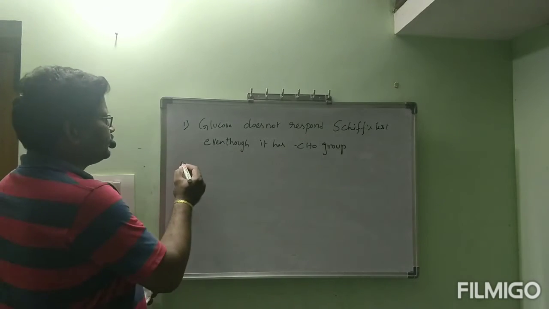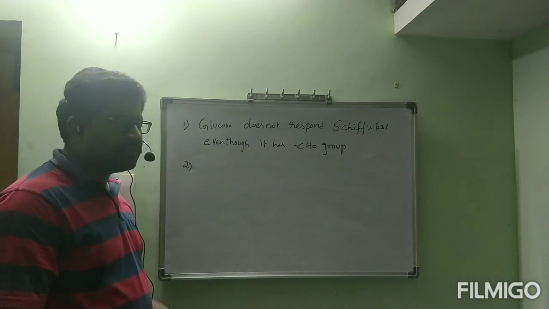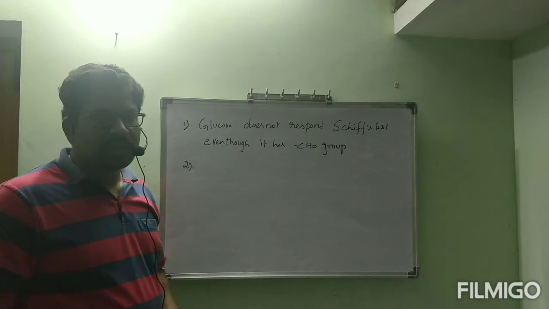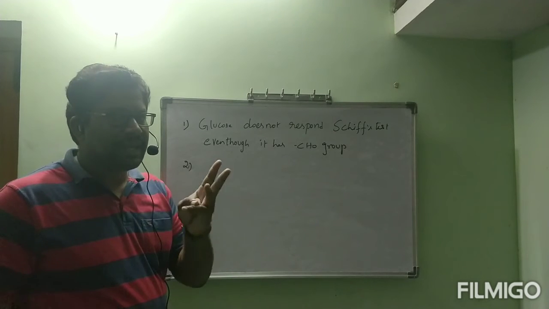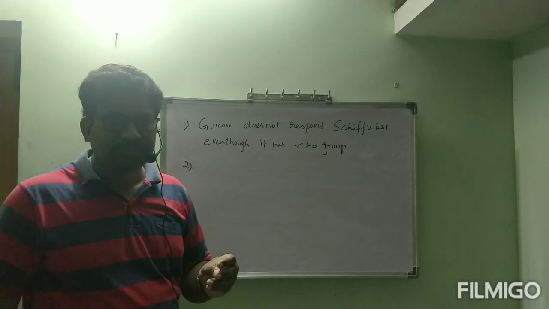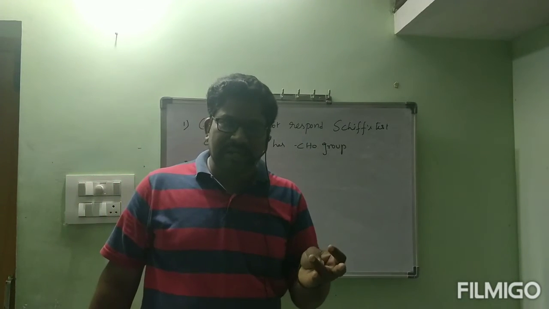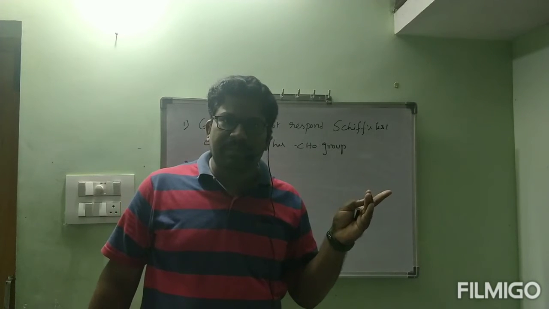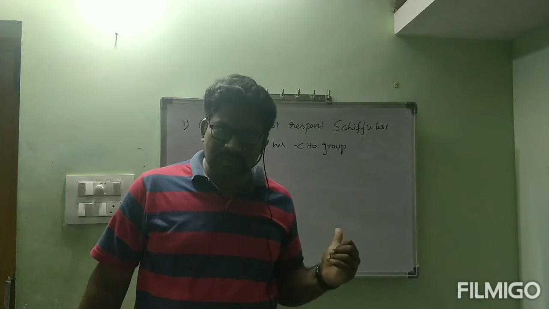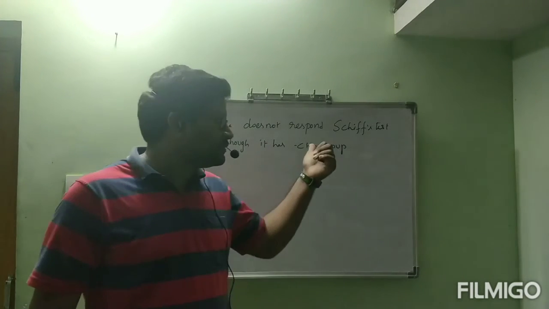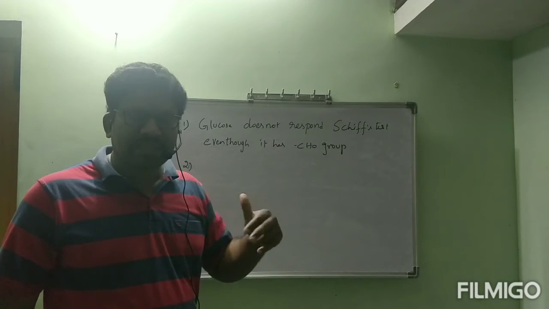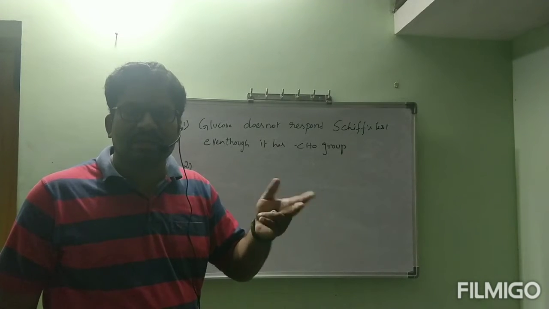Next, the second point. One more time I am explaining the first one. Glucose does not respond to Schiff's test even though it has a CHO group. The CHO group, the aldehyde group, has three characteristic tests: Tollens' test, Fehling's test and Schiff's test. These three are responded to by the CHO aldehyde group. But even though the aldehyde group is present in glucose, it is not responding to Schiff's test. What is the reason?